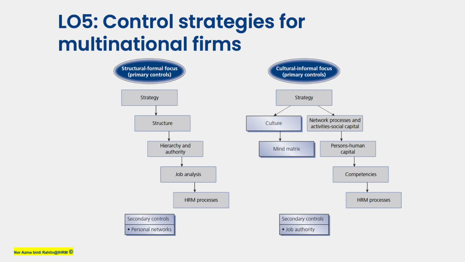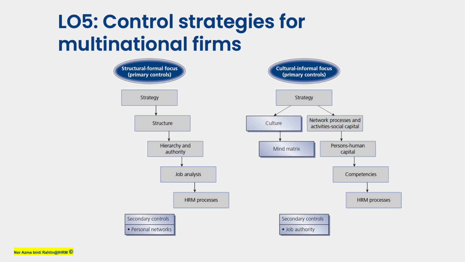Okay. Moving to learning objective number 5, on the control strategies for multinational firms. Here, as you can see in this slide, we have two types of control. Formal control has formal control as the primary control, and the secondary control is personal networks. The second type of control is culture or informal control as the primary control, and the secondary control for informal control is job authority.